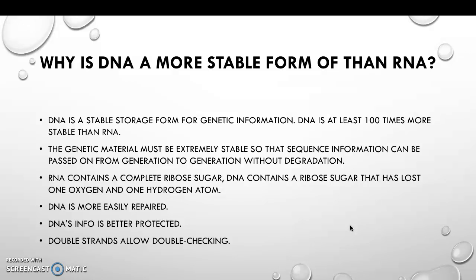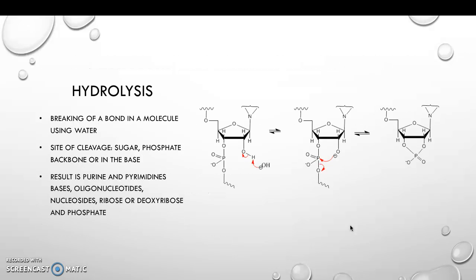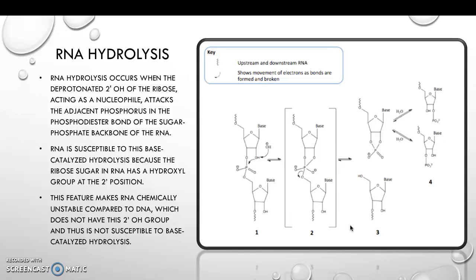I've talked about RNA being susceptible to hydrolysis. I just wanted to briefly mention what hydrolysis was, and here's the mechanism for RNA hydrolysis. I will go into it a little further here. RNA hydrolysis is a reaction in which a phosphodiester bond in the sugar phosphate backbone of RNA is broken, cleaving the RNA molecule. RNA is susceptible to this base-catalyzed hydrolysis because the ribose sugar in RNA has a hydroxyl group at the 2' position. This feature makes RNA chemically unstable compared to DNA, which does not have this 2' hydroxyl group and thus is not susceptible to base-catalyzed hydrolysis.